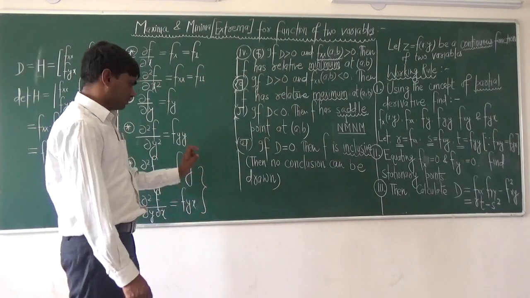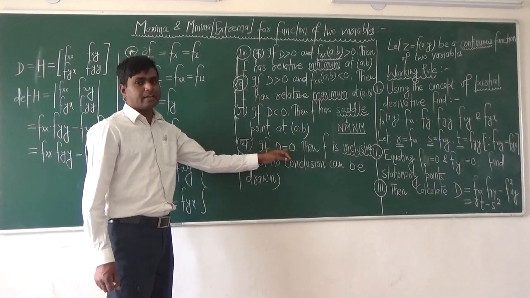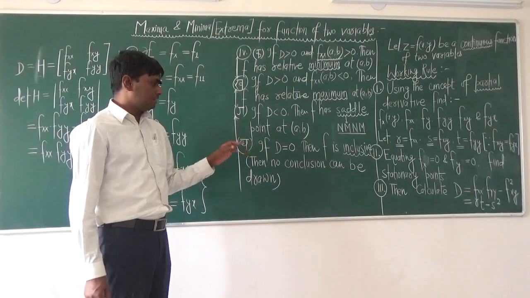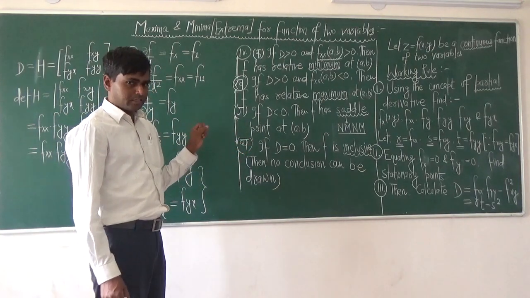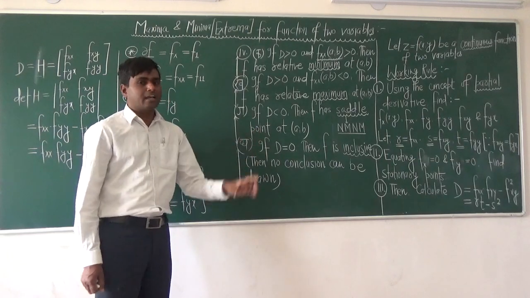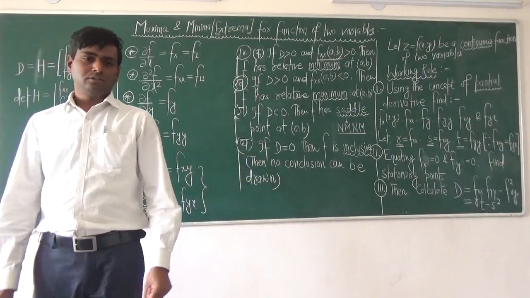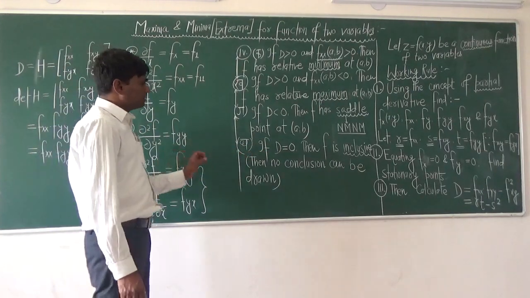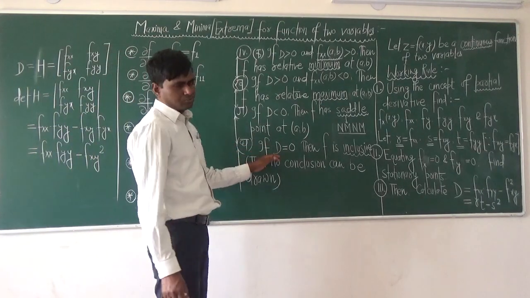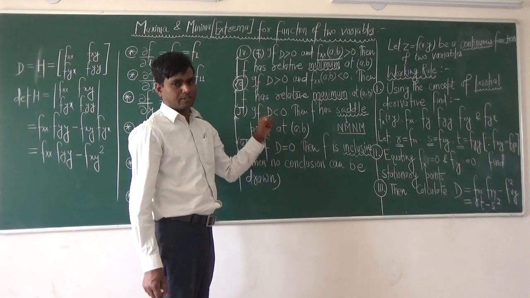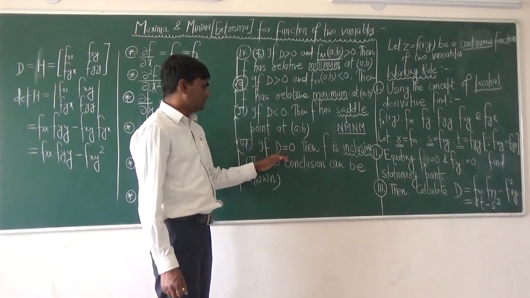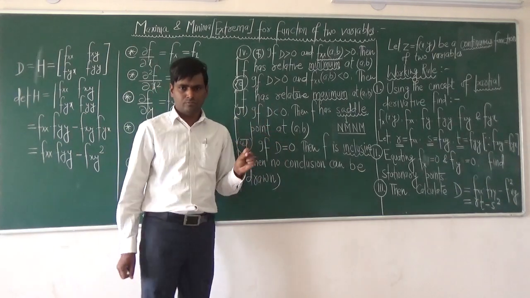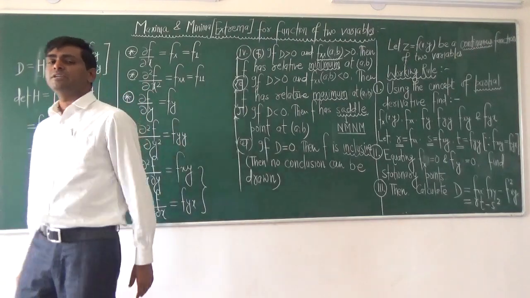Fourth working rule: if we calculate D and it is equal to 0, then no conclusion can be drawn. It means we cannot say it is either a maximum or minimum or a saddle point. We can say that it is inconclusive.